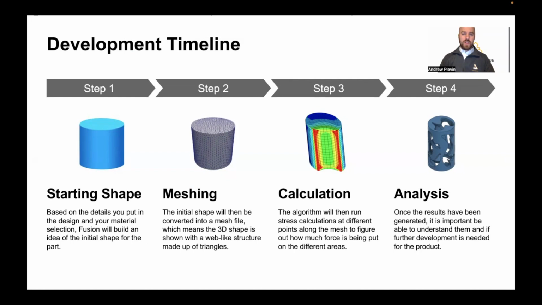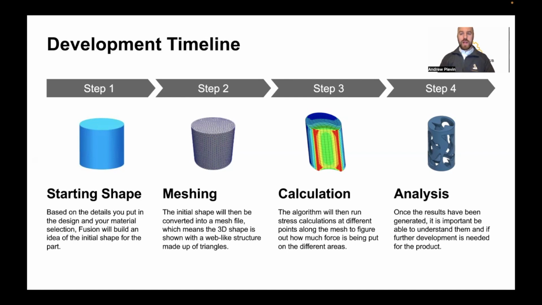Step two, it's going to create a mesh. It's almost like a web or net-like structure of that part made up of loads of small triangles. From that, once you actually try to solve your study, it's going to run an algorithm where it runs thousands, if not millions, of calculations at each one of those points along that mesh, just to figure out how much force is affecting those different areas of that material.